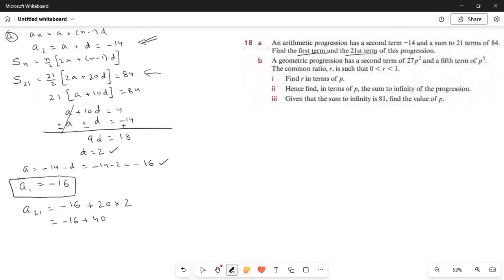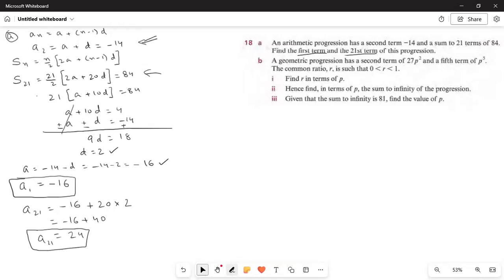So how much is it going to be? I think it was 24. Just sort of double check. Yes, it is 24. Okay, so this is my second answer, that A21 is 24. So this was part A. Okay, now let's do part B.